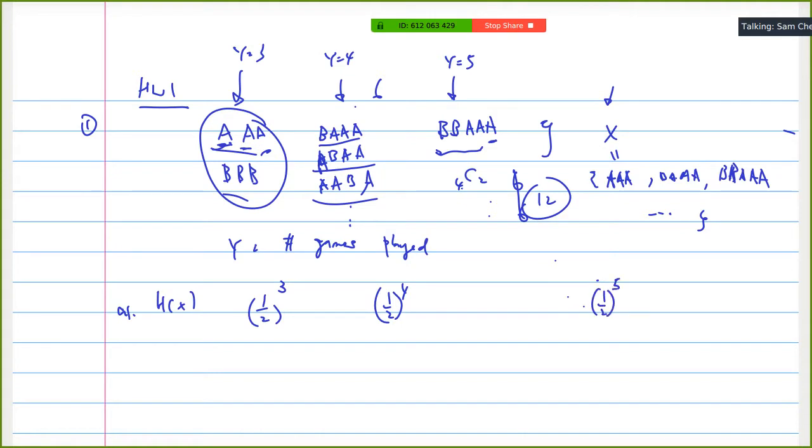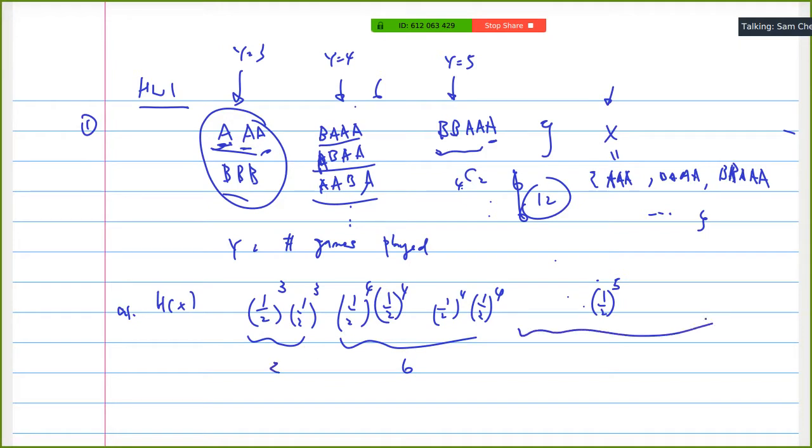If you do the counting, how many of these will there be? I have two of them with 1/2 to the third, and then I have 6 of them with 1/2 to the fourth. I won't write out all 6, but there will be 6 of them. And then I have 12 of them with 1/2 to the fifth.